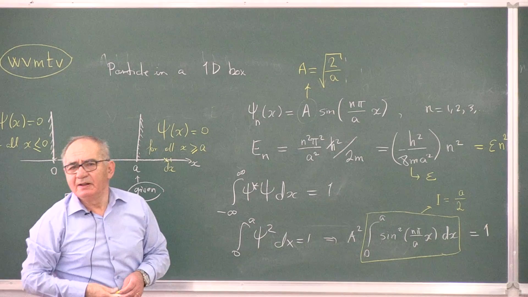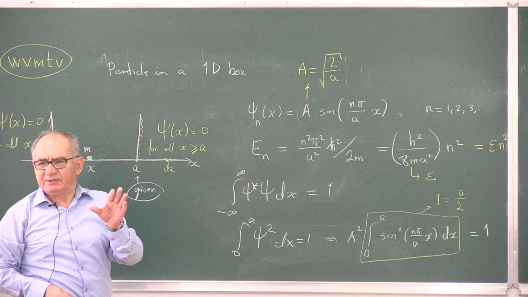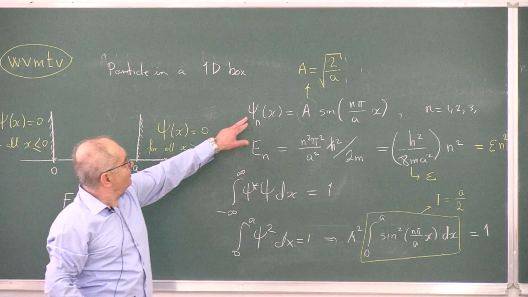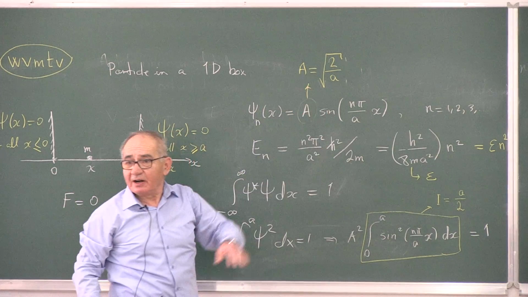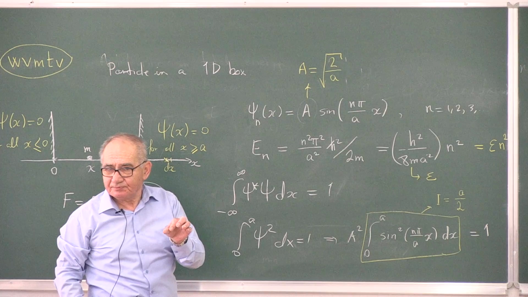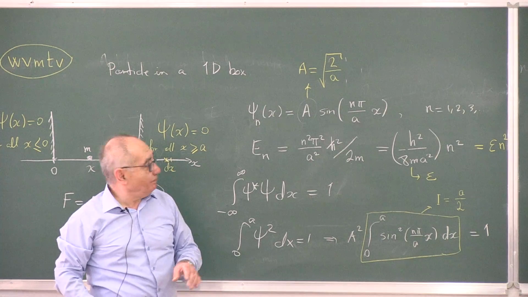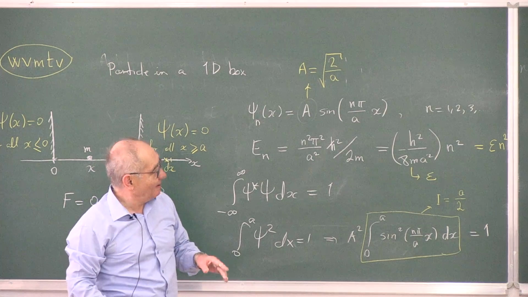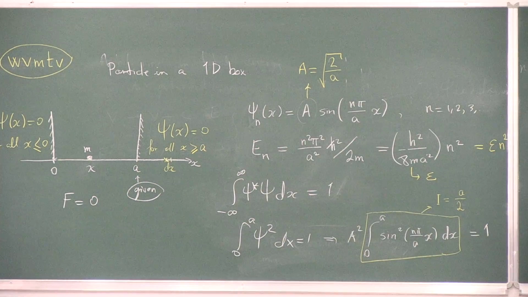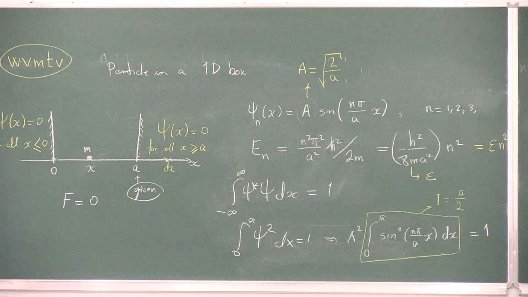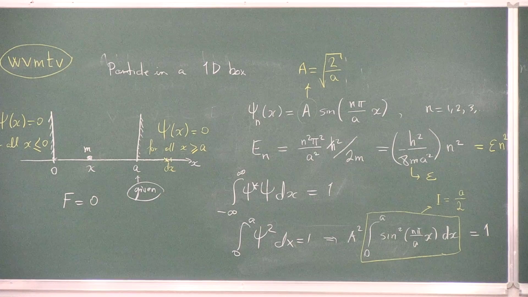Now that everything is specified, these functions with this a, square root of 2 over a, are normalized functions. Let us see if you remember the concept of orthogonality.